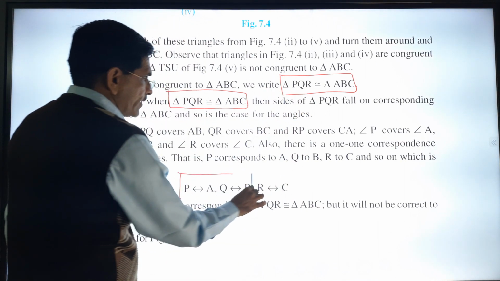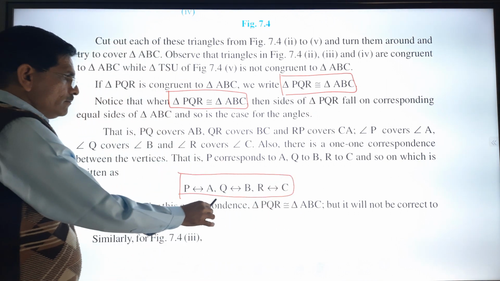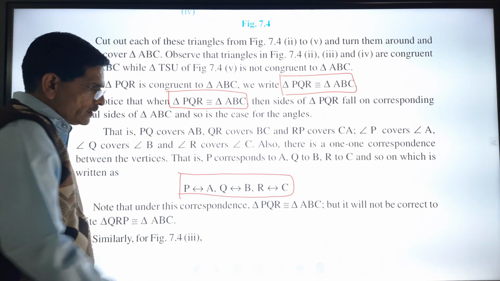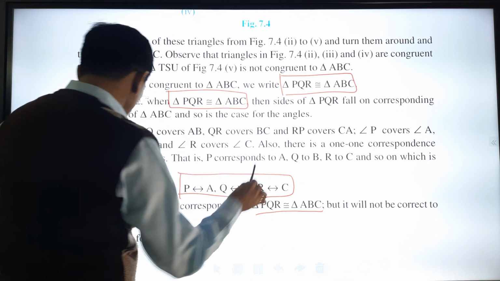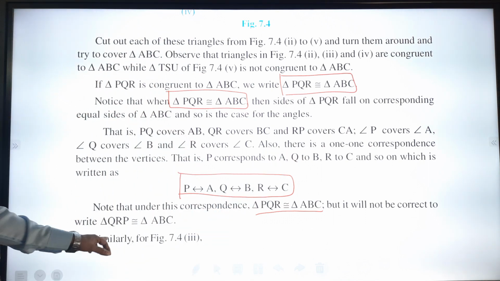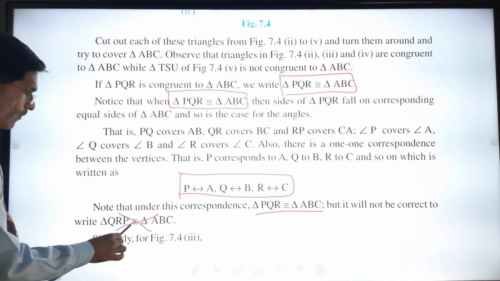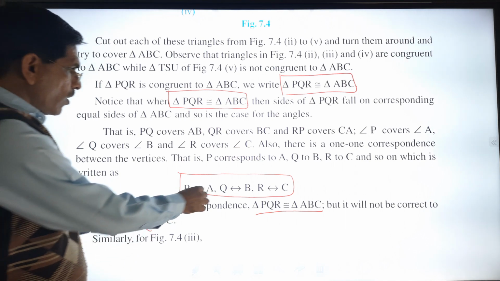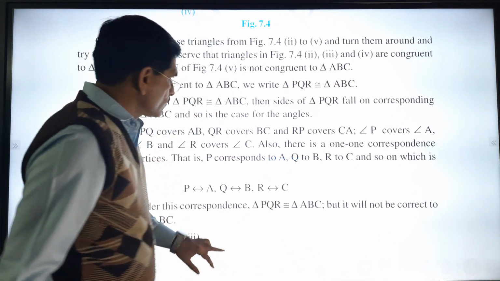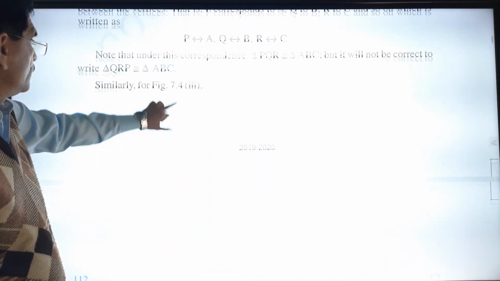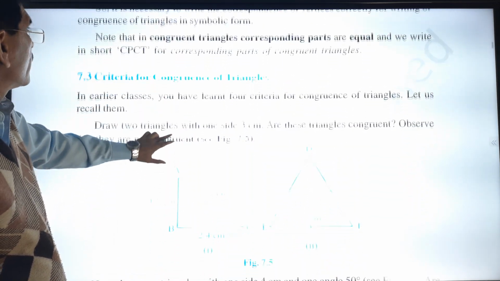Again, already I have written that corresponding, P corresponding to A, Q corresponding to B, and R corresponding to C. So we can say QRP, we cannot write this, because one congruence we have to remember. So now if you will see that different types of here.